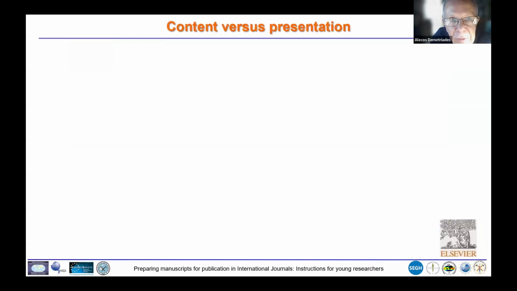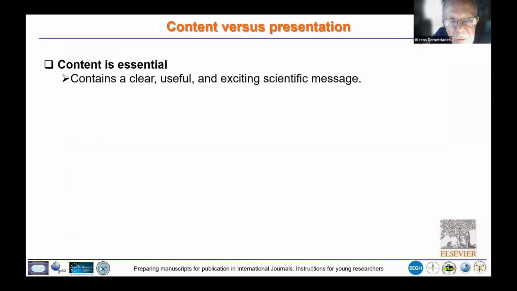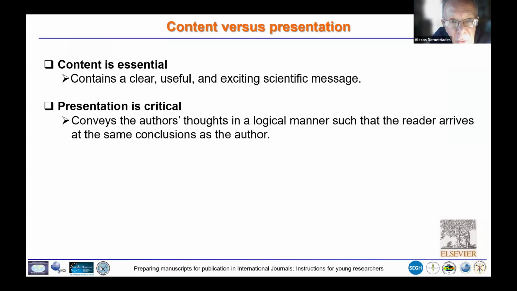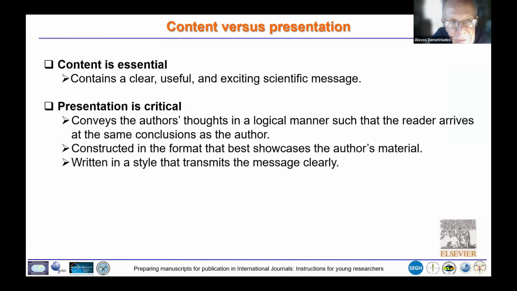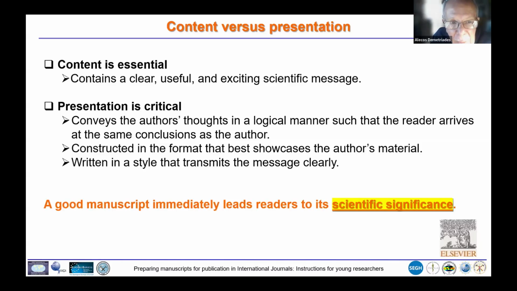Construction of an article. Content versus presentation. Content is essential, containing a clear, useful, and exciting scientific message. Presentation is critical, conveying the author's thoughts in a logical manner such that the reader arrives at the same conclusions as the author. Constructed in the format that best showcases the author's materials. Written in a style that transmits the message clearly. A good manuscript immediately leads readers to its scientific significance.